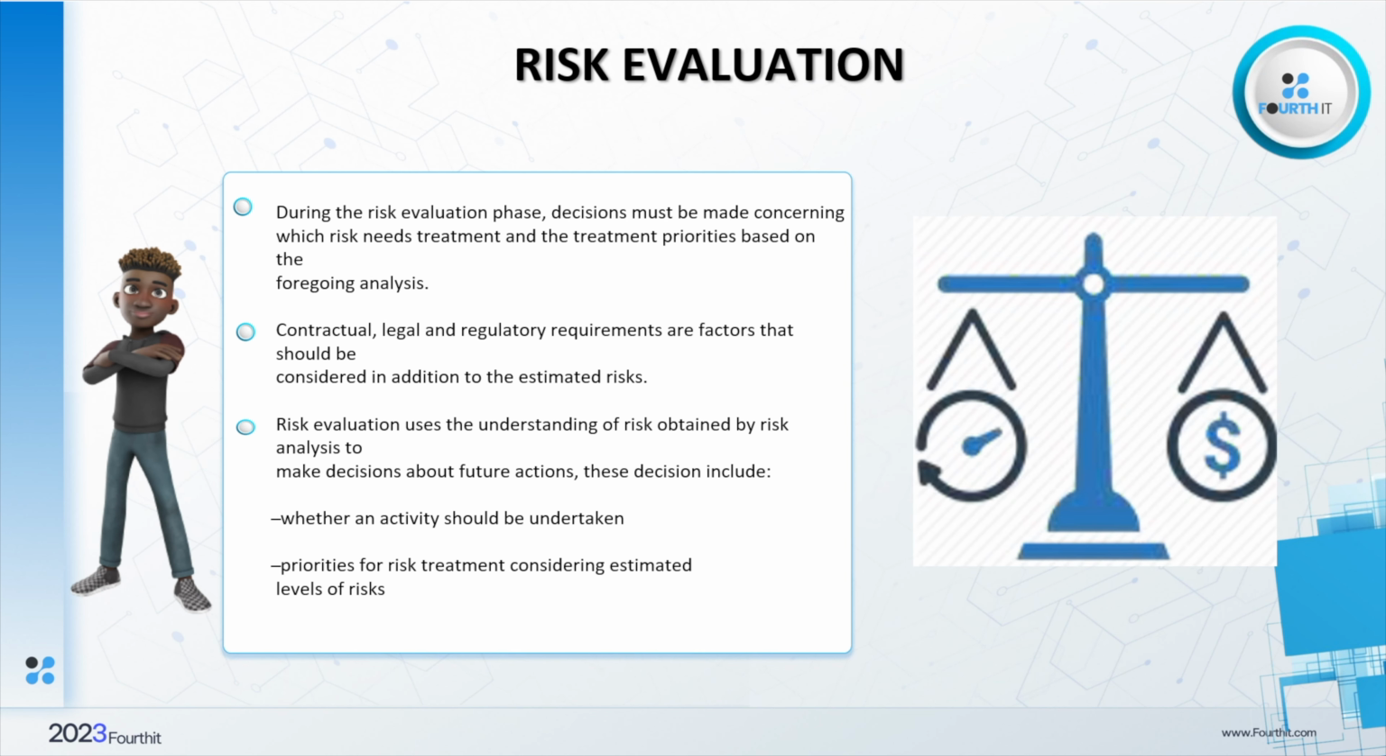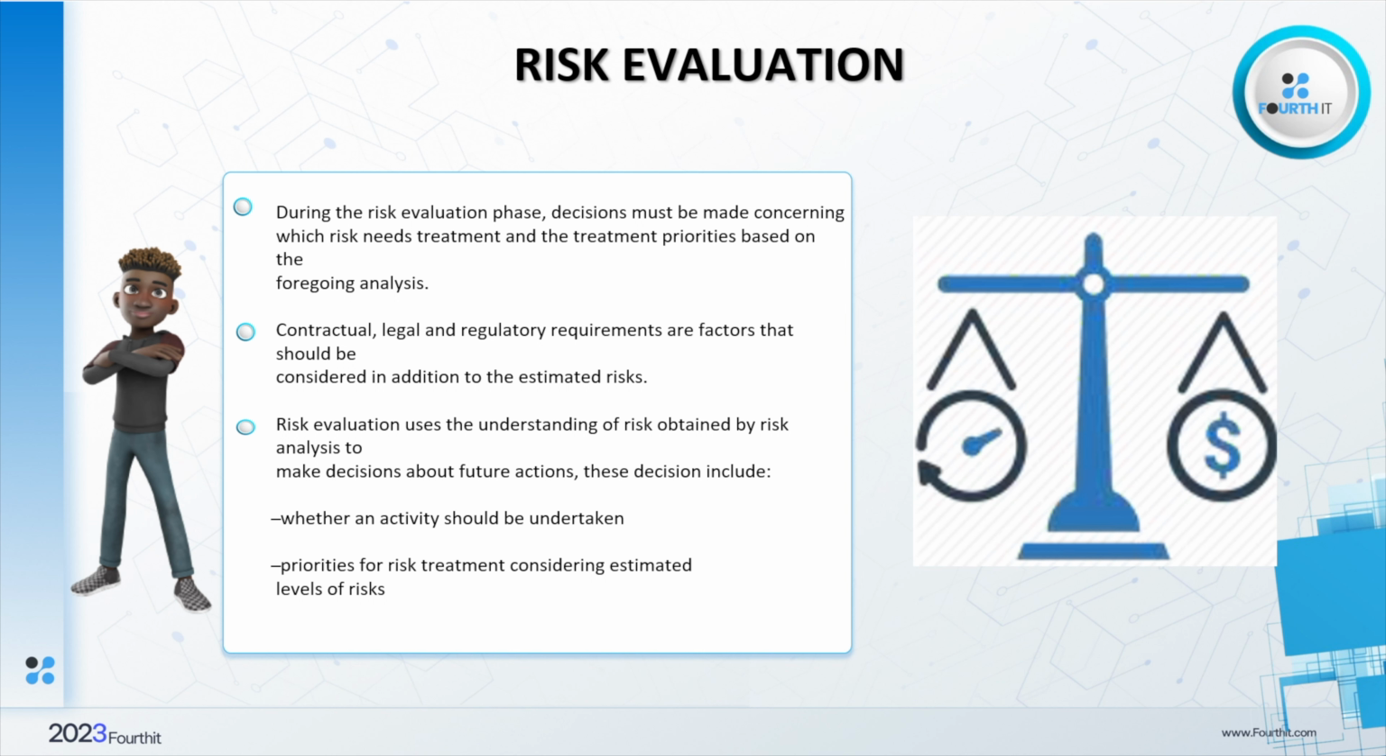Now, during the risk evaluation phase, decisions must be made concerning which risks need treatment, and the treatment is prioritized based on the foregoing analysis. So based on our analysis, we are going to determine whether we should address risk A first or risk B first, risk C or risk D. Contractual or legal regulatory requirements are also factors that should be considered when we are going through the risk evaluation. Our risk evaluation also uses the understanding of the risks obtained by risk analysis to make sensible decisions about future actions and what kind of actions to be taken.